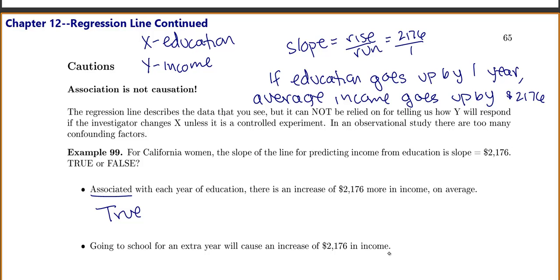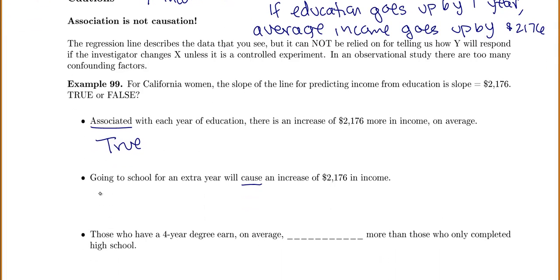The next statement: going to school for an extra year will cause an increase of 2,176 in income. That one is false, because we can't say there's a cause and effect. This was just an observational study. They didn't take California women and force them to get different amounts of education to see if increasing their education changed their income. They just looked at people that were already educated and asked them what their income was. So you can't say that if you go to school for 1 more year, you will get an additional $2,176 in income.